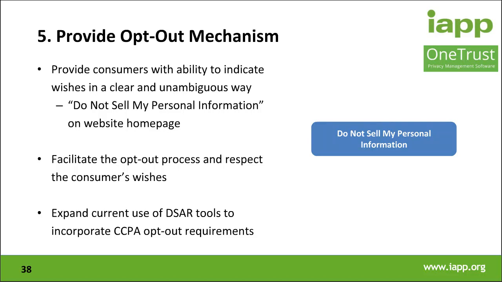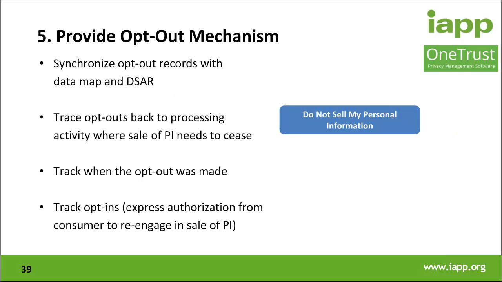Our fifth step here is to provide an opt-out mechanism. This one is specific to CCPA, which has a very precise requirement that the business provide a "Do Not Sell My Personal Information" button to enable consumers to easily exercise their right to opt out of the sale of their personal information. If you're using a tool to manage your consumer or data subject requests, you may think about tying that to your standard workflow as well to capture it there.